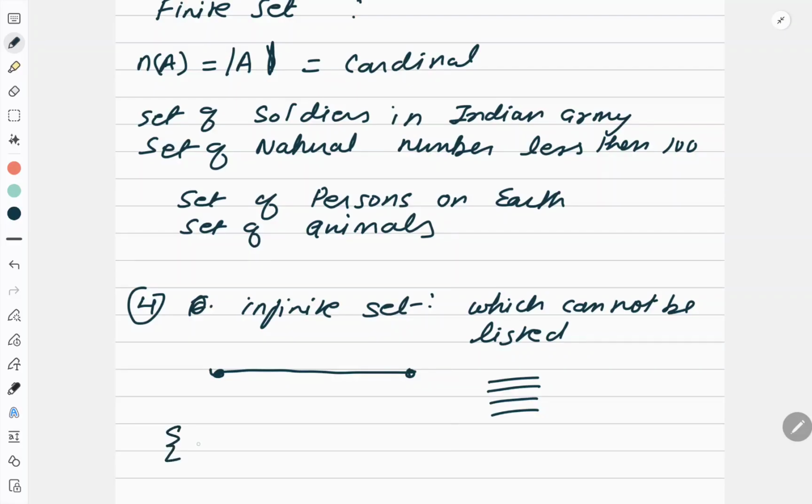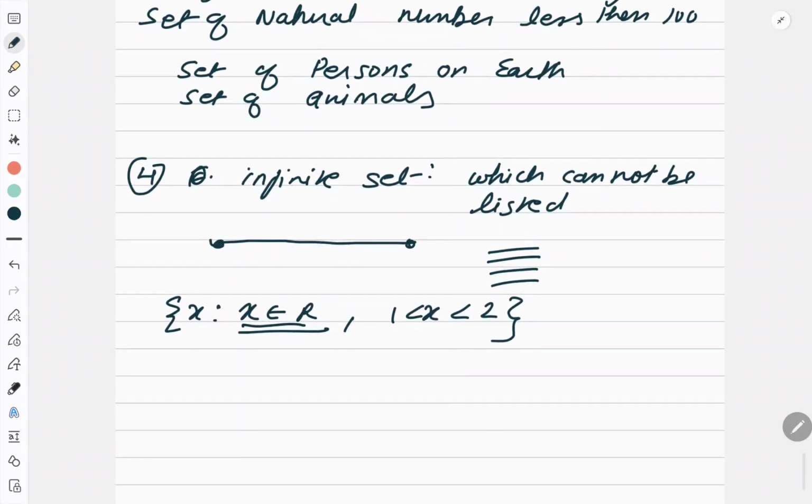Or the simple example, x belongs to R, and this x is from 1 to 2. So how many numbers are there between 1 and 2 on the number line? Infinite numbers. I discussed this type of example earlier also, but the condition was different. Here it was n, now it is R. So between two numbers there are infinite numbers if I talk about real numbers. But when it comes to natural numbers, the scenario is different.